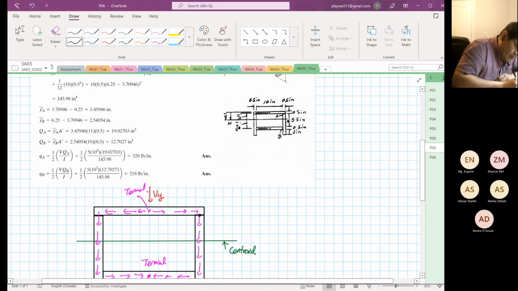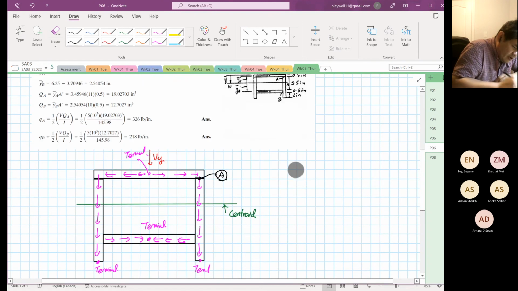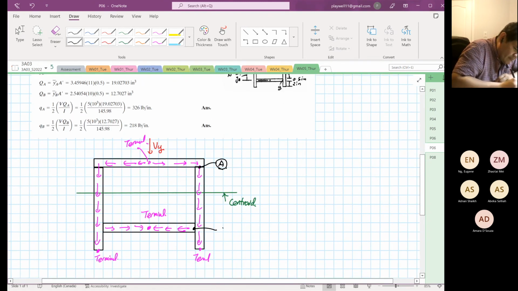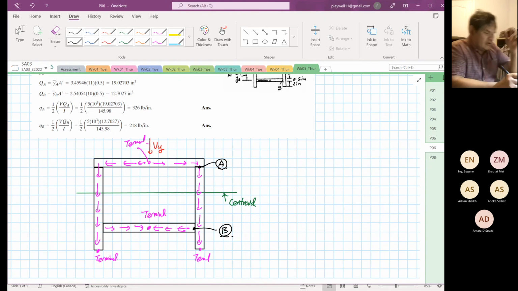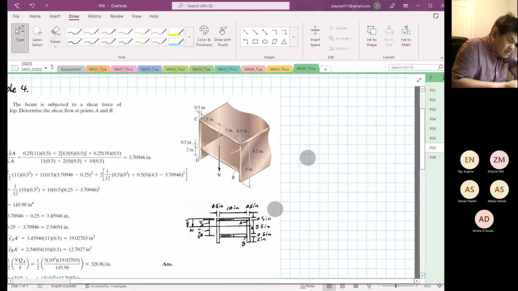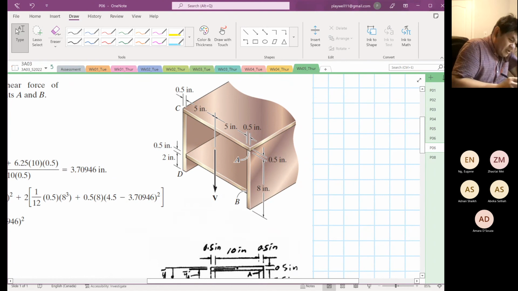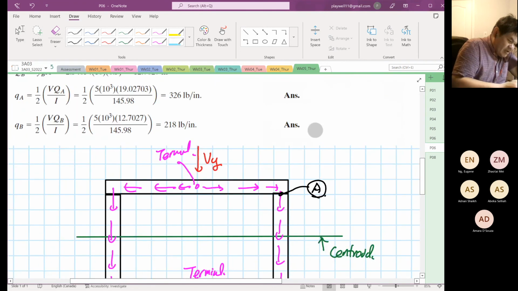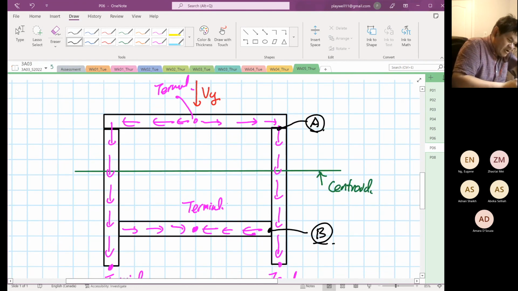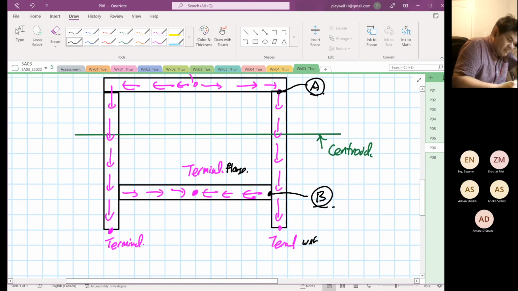Point A is easy, right? Point A is the easy peasy part. The question is, how about point B? Point B, which one do you take, right? So the idea is this. This is a very unique problem in the sense that now we have two terminals down here. Do we take the terminal on the flange or the terminal on the web?